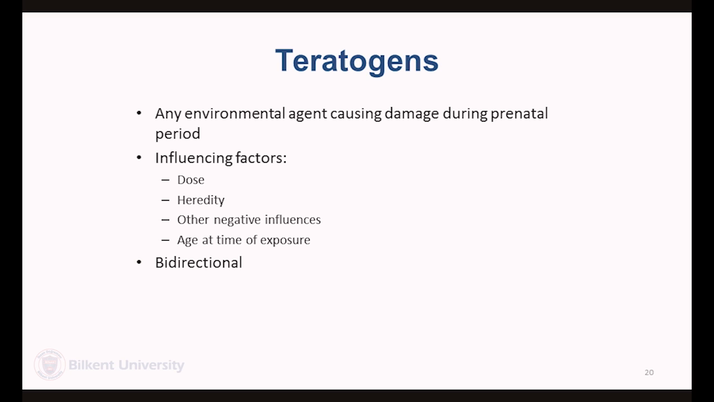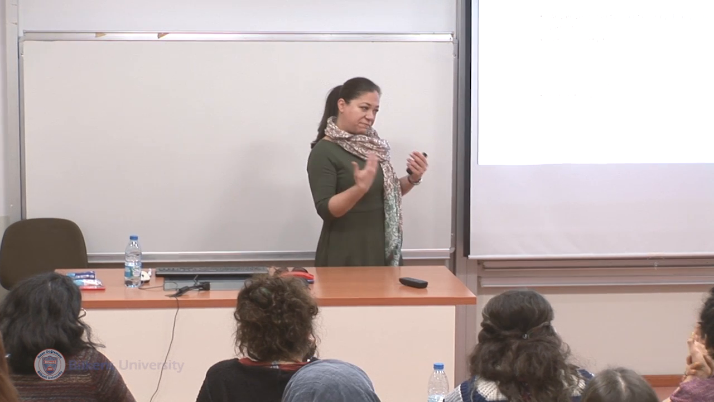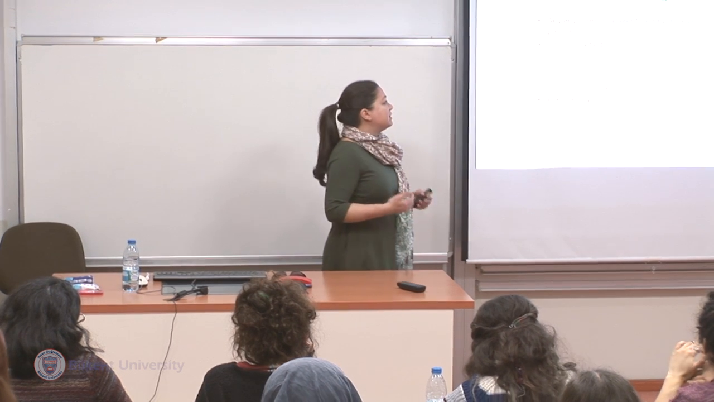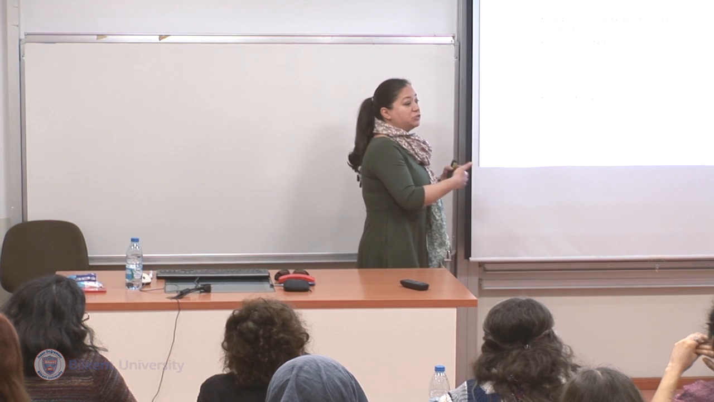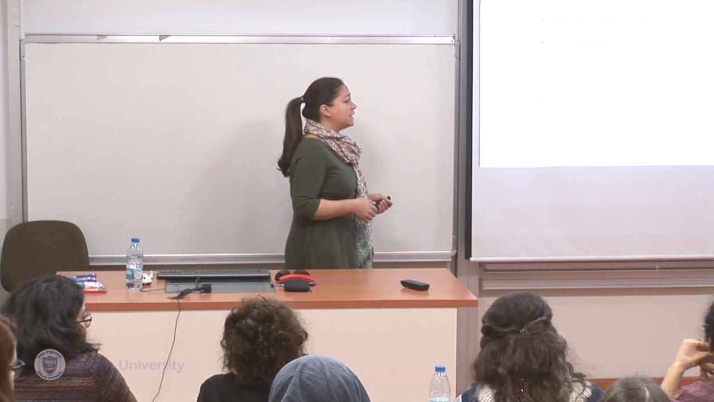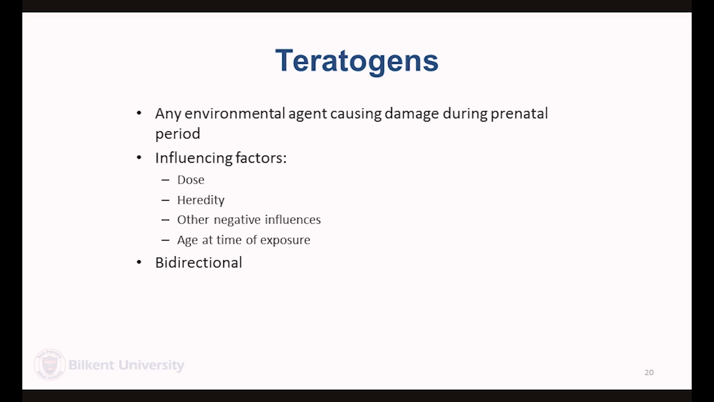There could be different influencing factors of how much these teratogens will affect the growing baby. These include dose, heredity factors, other negative influences. So if there are multiple teratogens being used at the same time, this would be included in other negative influences. And age at the time of exposure, this is of the baby. And these are kind of bidirectional. So how much a teratogen affects will also depend on other factors.